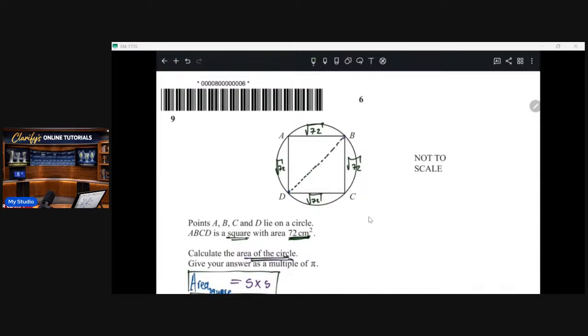Now, what we need is the radius, which is this distance here. The radius. Let me just show you some things.